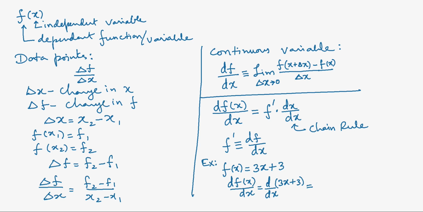3x, it will be 3. Yeah, 3. So basically, as it is an addition or subtraction in the operand, in the differentiation, we can actually distribute the differentiation individually. That is d by dx of 3x and d by dx of 3. Okay.